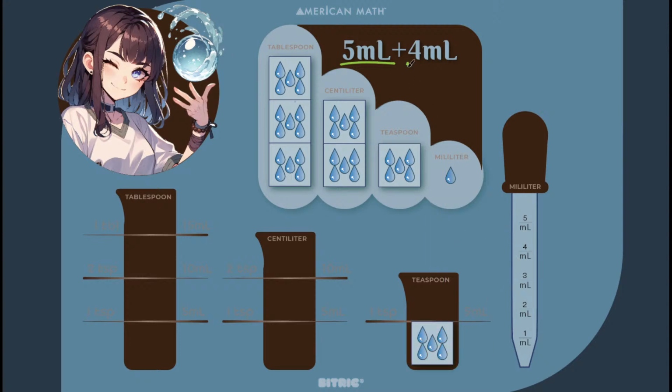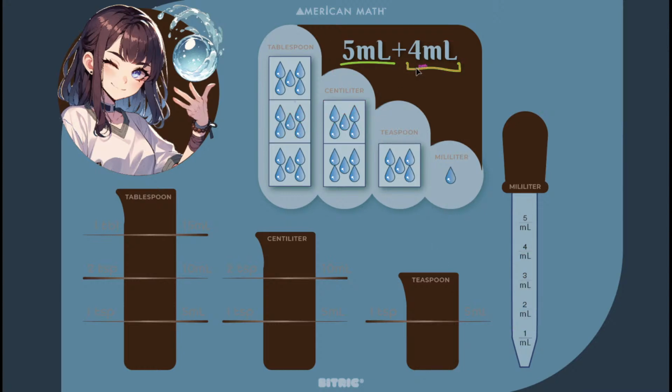Now we have 4 milliliters. A teaspoon is too big. It gives us one too many milliliters. So instead, we're just going to drag out 4 milliliters and we can count up 1, 2, 3, 4, which would give us a value of 9 milliliters.